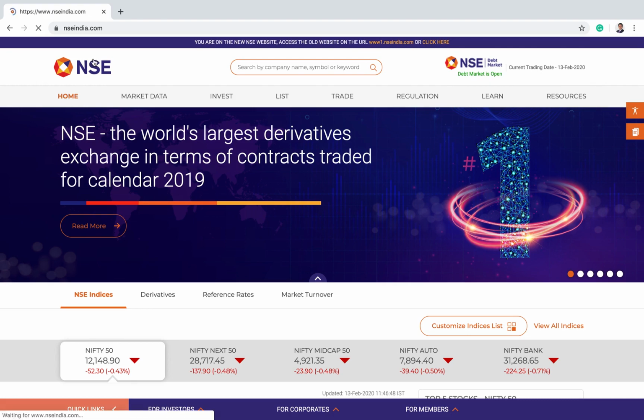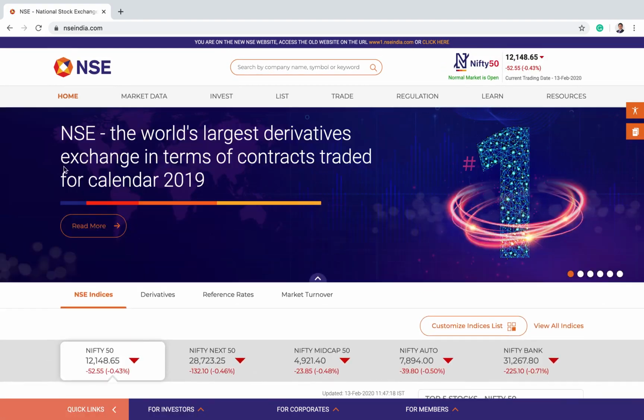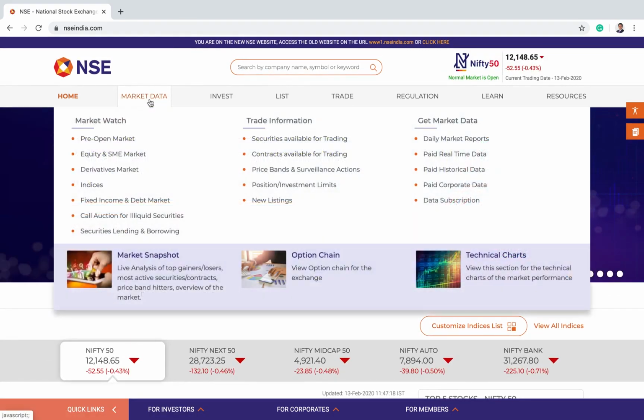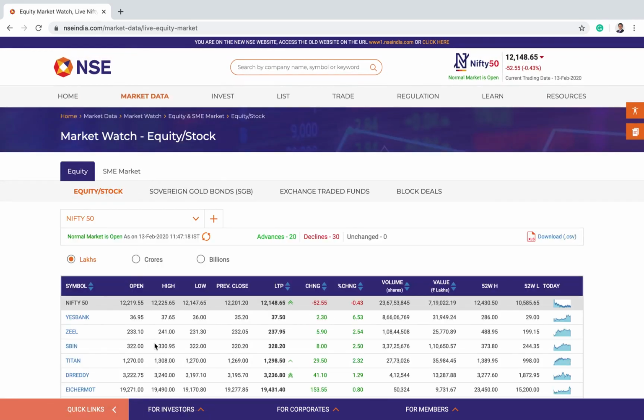So when you open the NSE website, you have a lot of tabs and you can go to the market data. This tells you the real-time data as well. So if you open equities here, it tells you how the market is progressing today, right?